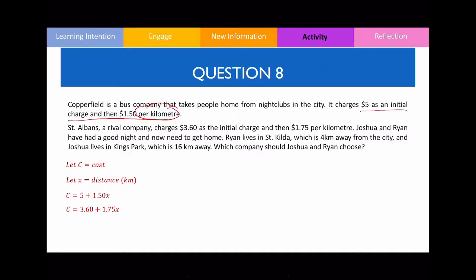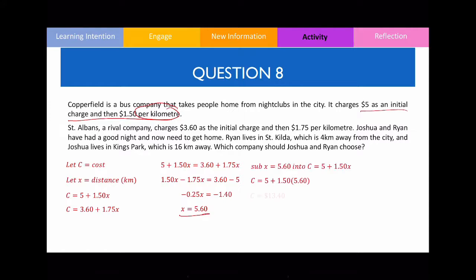If I do this, we'll move all the x's to one side of the equation and move the constants to the other side, and then divide both sides by 0.25, and you will get an x value of 5.6. So that means that the distance at which both companies cost the same is 5.6 kilometers. And although the question is not asking you to find the cost when the distances are the same, I'm still going to do it anyhow because it is going to help me down the track. In this case, it's going to be $13.40.